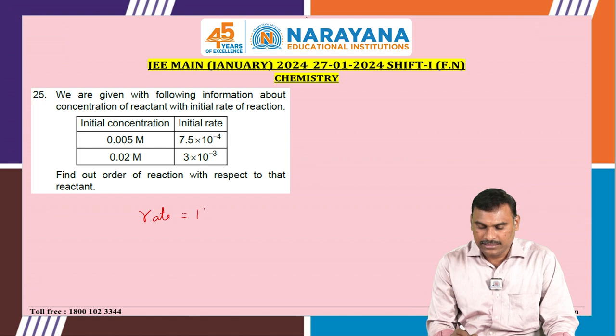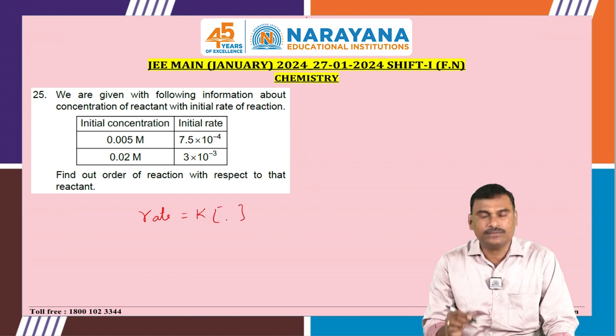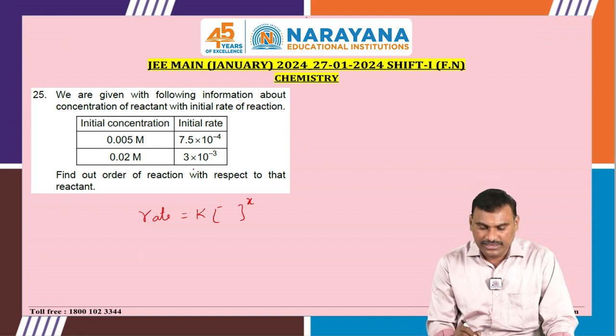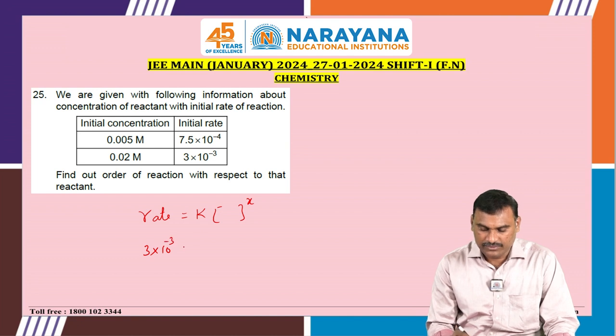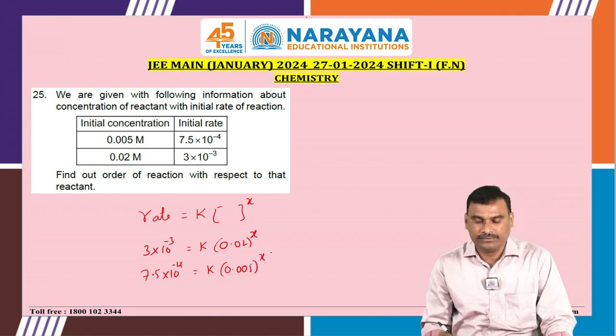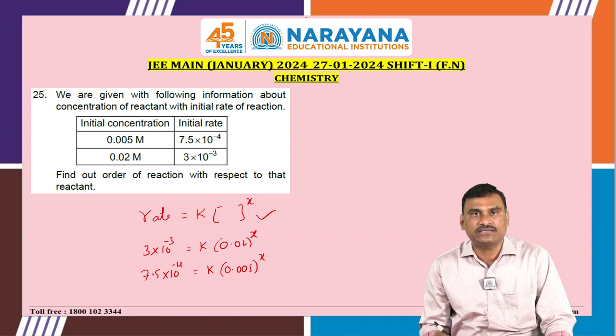I can write it as K into concentration power, let us say X. You see the first rate, when given 3 into 10 power minus 3, is equal to K into 0.02 power X. And then when the rate becomes 7.5 into 10 power minus 4, it is K into 0.05 power X. This is the rate law I have expressed first.